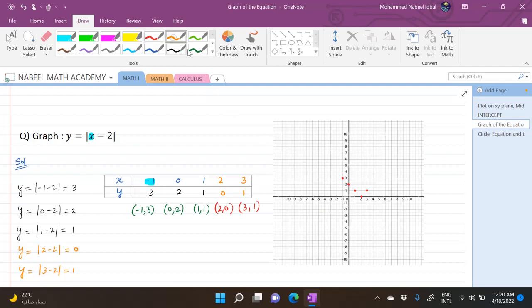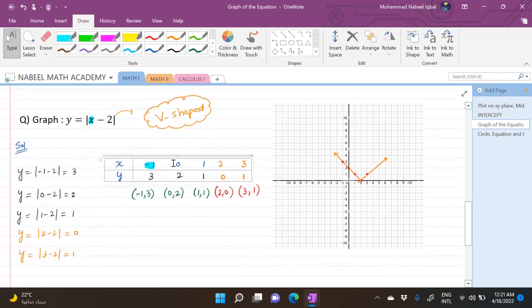So if you see this graph, the graph is a V-shaped curve. This is the V-shaped curve, a sharp curve. Whenever you have an absolute value, you will get a sharp, V-shaped curve. So by seeing the equation itself, you can say how the graph looks. If it is absolute, it is a V shape.